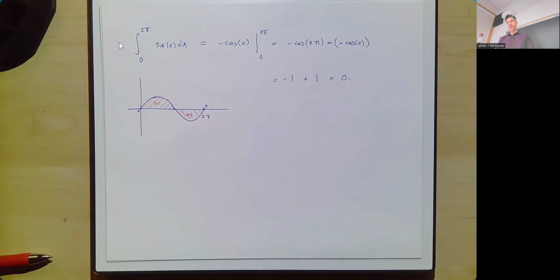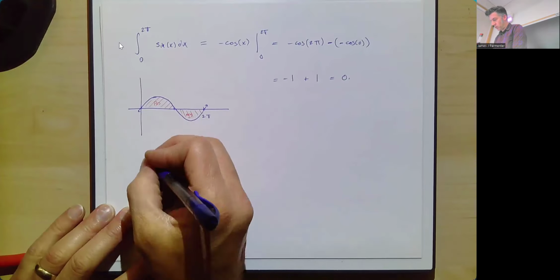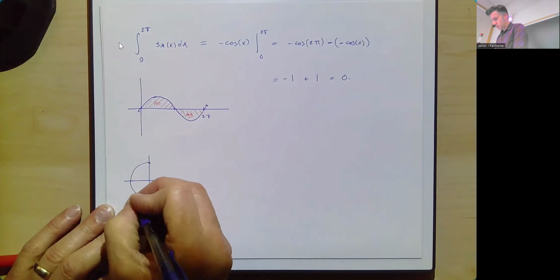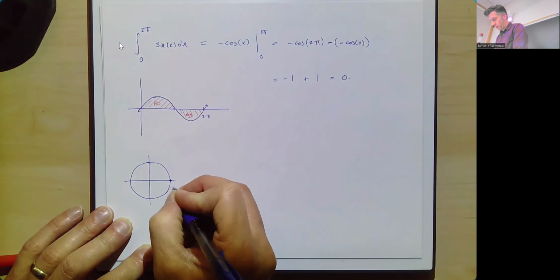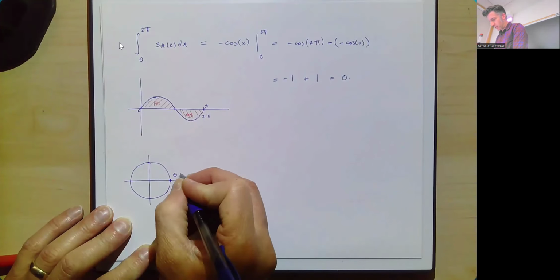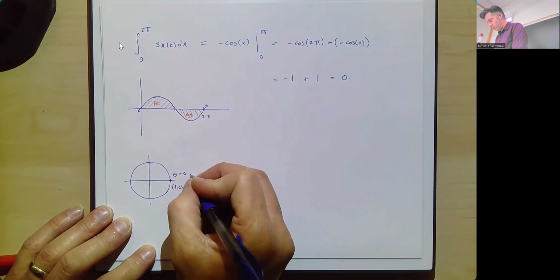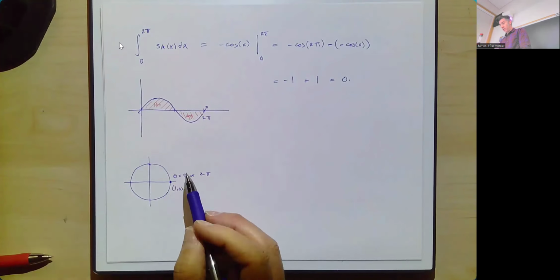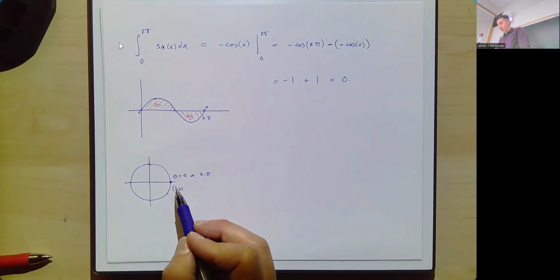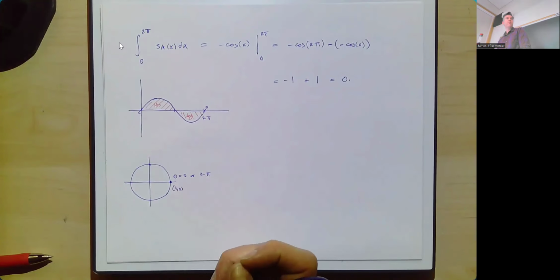Everyone okay with those cosine values there? I know trig is always kind of tricky, but remember the unit circle. This angle over here at the point (1, 0), the angle is 0 radians or 2 pi radians. So cosine of 2 pi is 1, and cosine of 0 is also 1.